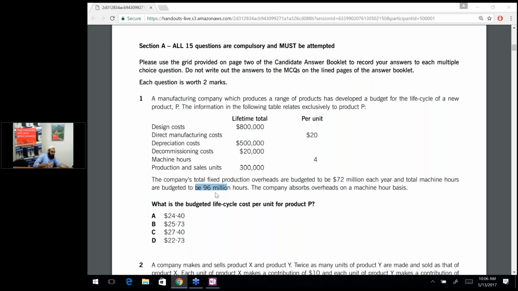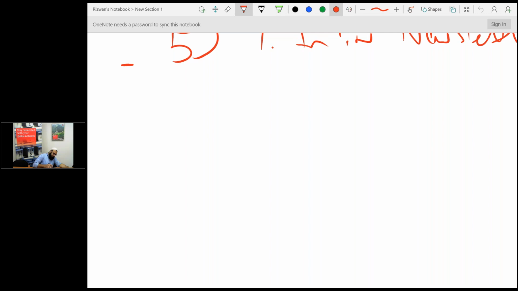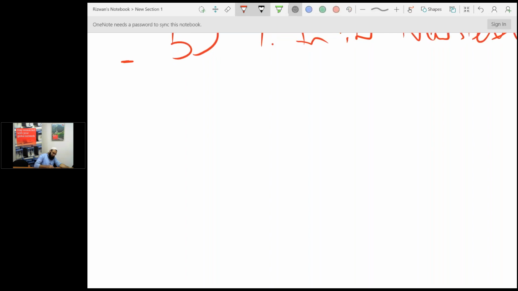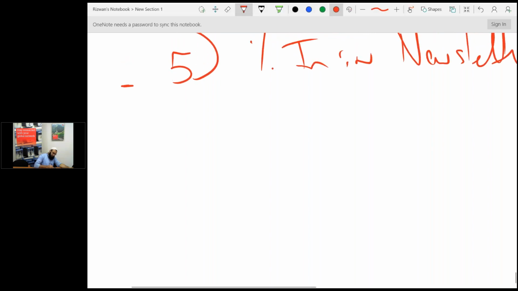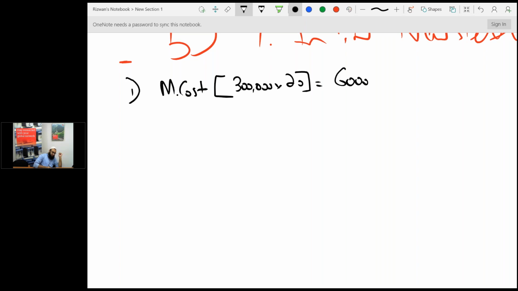I'll be calculating the cost. Number one will be the manufacturing cost first. So manufacturing cost will be, there are 300,000 units multiplied by 20 as the per unit cost. So this makes around 6 million as the manufacturing cost. Okay.